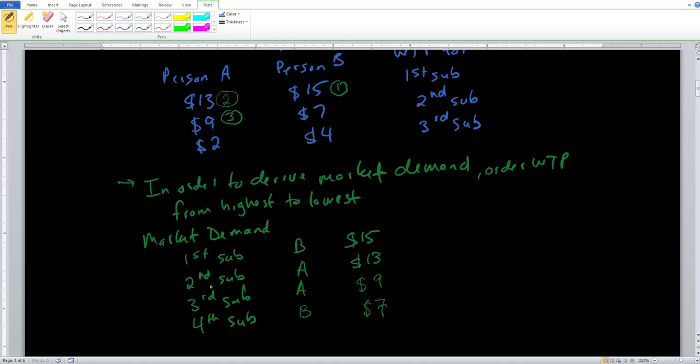So this is exactly how we're going to derive our market demand. We need to order willingness to pay from highest to lowest, going from the highest number to the next highest number, and down the line. Do not go straight across and just choose the highest numbers, say 15, 9, and 4 right here, because that is not how we correctly derive market demand. Something just to keep in mind.